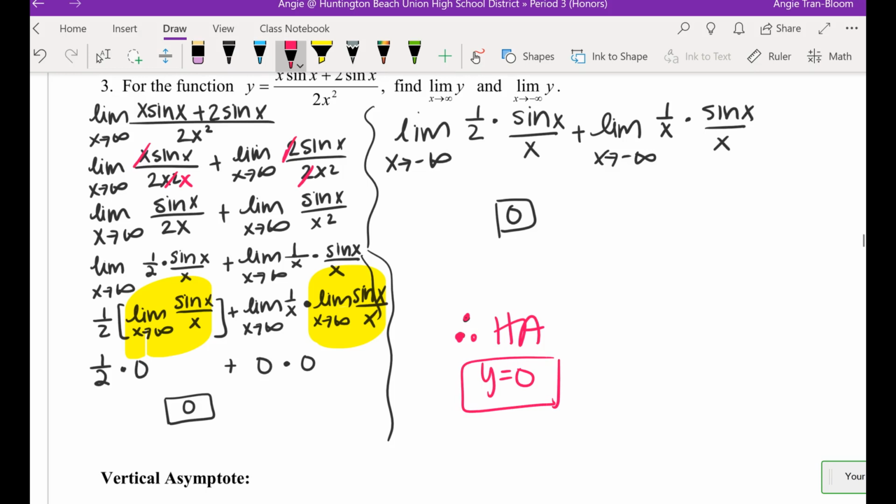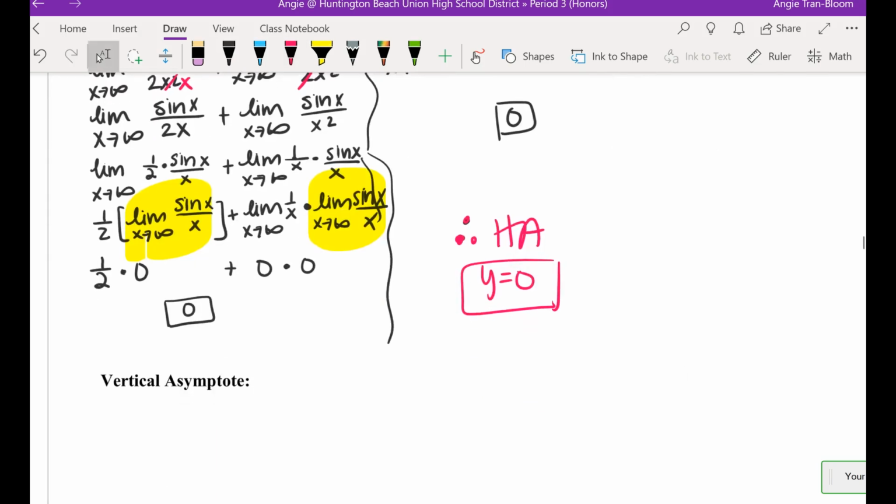Let's move on to vertical asymptote. What was it in Algebra 2? Where the denominator can be 0, or if it cancels, it creates a hole. Okay, but we're only talking about vertical asymptote for now. We'll deal with holes later.